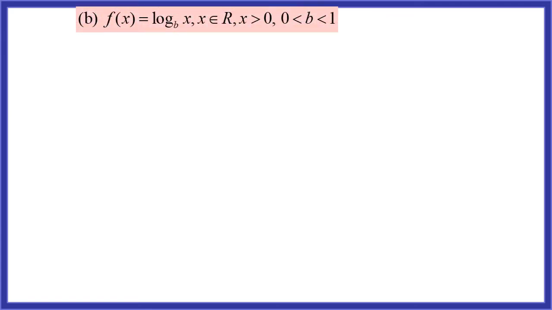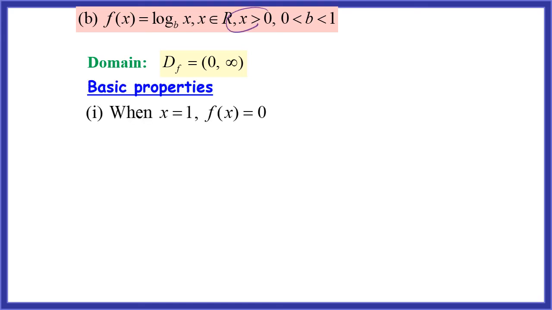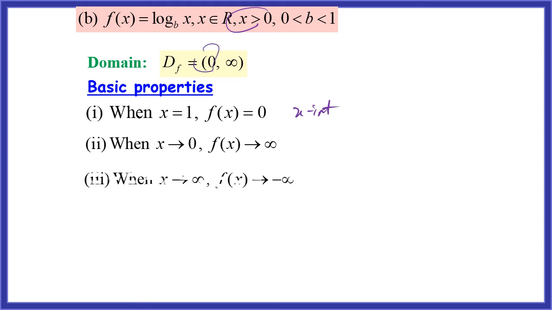So this is for b in between 0 and 1, which is a fraction. The domain is from 0 to infinity, because x is always more than 0. The basic property: when x equals 1, y equals 0, so we have the x-intercept. When x approaches 0, the endpoint here, y will approach infinity. And when x approaches infinity, y approaches negative infinity. Because b is a fraction, the range is still from negative infinity to infinity.